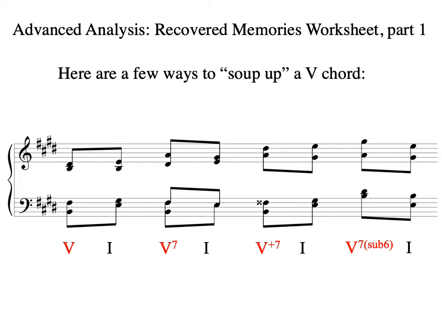So there are all sorts of different things happening with a 5 chord, being just a triad, being a major minor 7th chord, being an augmented 7th chord, or being a 5/7 sub 6 chord. All ways to make that dominant chord seem even more unstable and dissonant and lead to the tonic all the more.